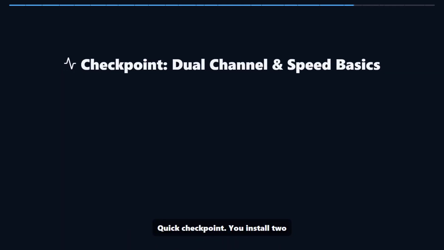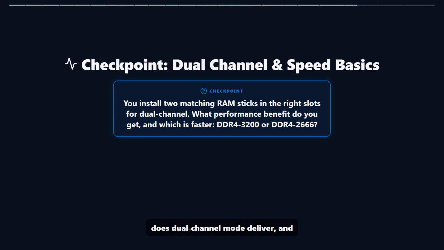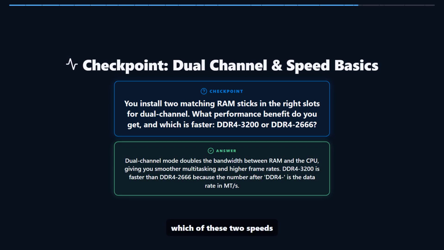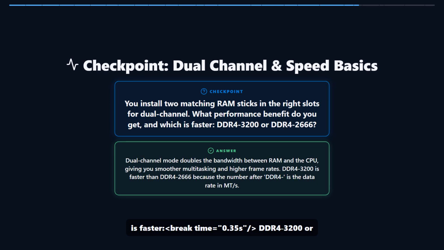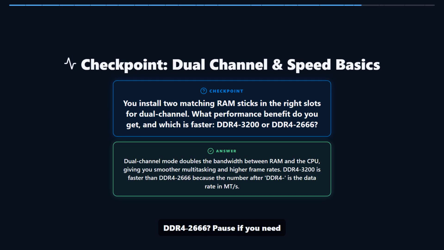Quick checkpoint. You install two identical RAM sticks in the correct slots. What real-world benefit does dual-channel mode deliver, and which of these two speeds is faster? DDR4-3200 or DDR4-2666? Pause if you need a moment.